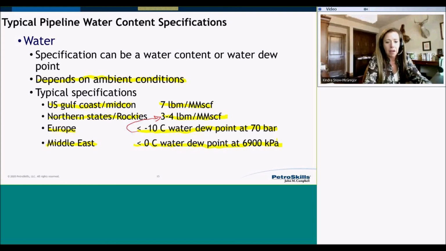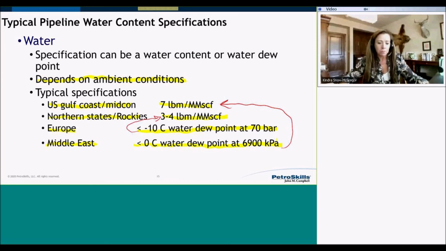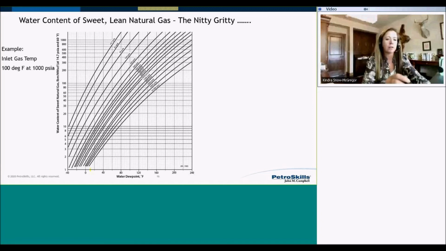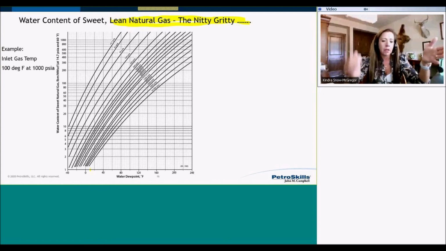All right, and so let's take a look now, just briefly, at water content of sweet, lean natural gas. All right, so this right here is the nitty-gritty. This is how I can figure out how much water I have coming in my stream. And so let's just look at an example. I'm going to run with this example through the rest of the presentation. All right, so I'm going to say I have an inlet gas, and my inlet gas temperature is 100 degrees Fahrenheit at 1,000 PSIA.